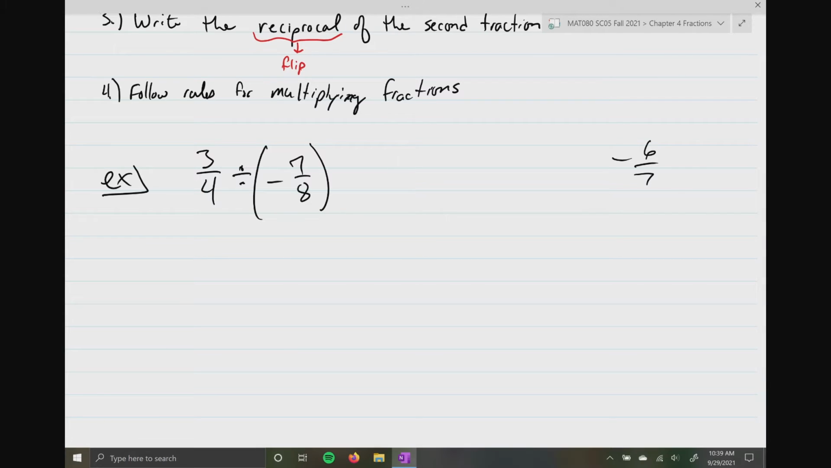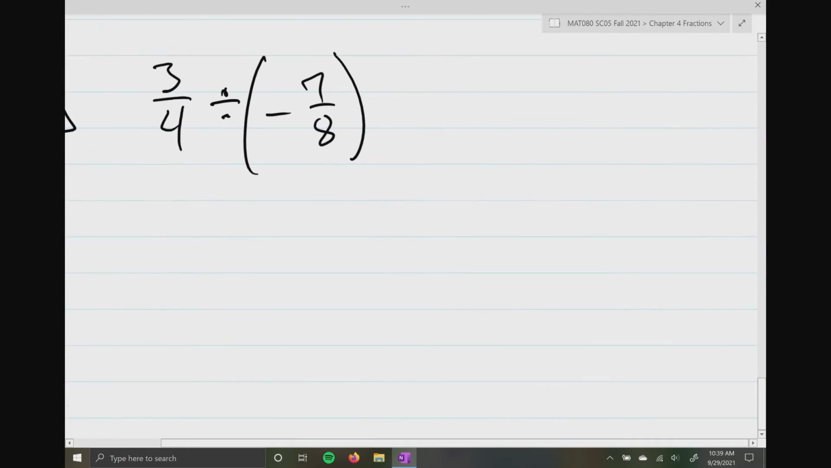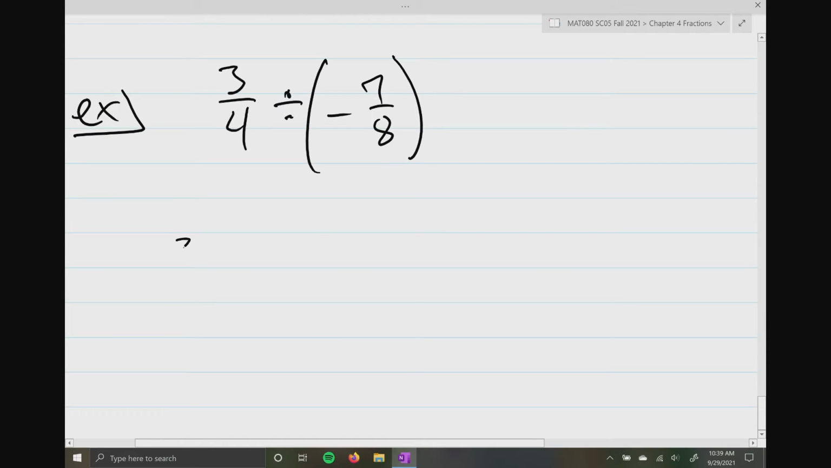First, read the problem. 3/4 divided by negative 7 over 8. I'm dividing, so I got to follow those steps. Step 1, I'm going to rewrite the first fraction. Step 2, division changes to multiplication. Step 3, I reciprocate or flip the second fraction. Notice the negative just comes along for the ride.